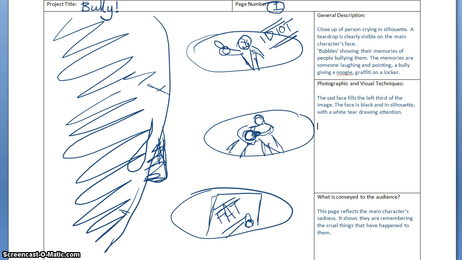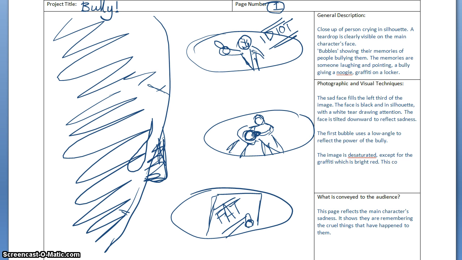What other techniques do I have? I can also say that the face is tilted downwards to reflect sadness. For the first bubble there, I could use a low angle to reflect the power of the bully. Perhaps I could say the image is desaturated, which means it lacks color, except for the graffiti, which is bright red.